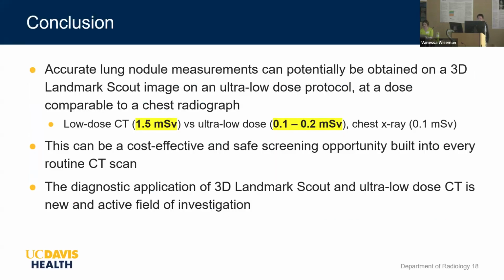In conclusion, accurate lung nodule measurements can potentially be obtained on the 3D landmark scan imaging using an ultra-low dose protocol, a dose that's comparable to a chest radiograph. The potential reduction is from a standard dose of 1.5 millisieverts to an ultra-low dose of 0.1 to 0.2 millisieverts. This can be a cost-effective and safe screening strategy built into every routine CT scan. The diagnostic application of these 3D landmark scouts and ultra-low dose CT is a new and active field of investigation.